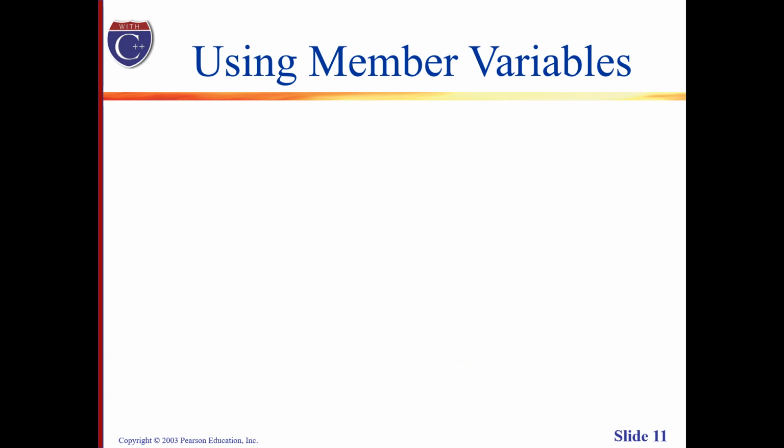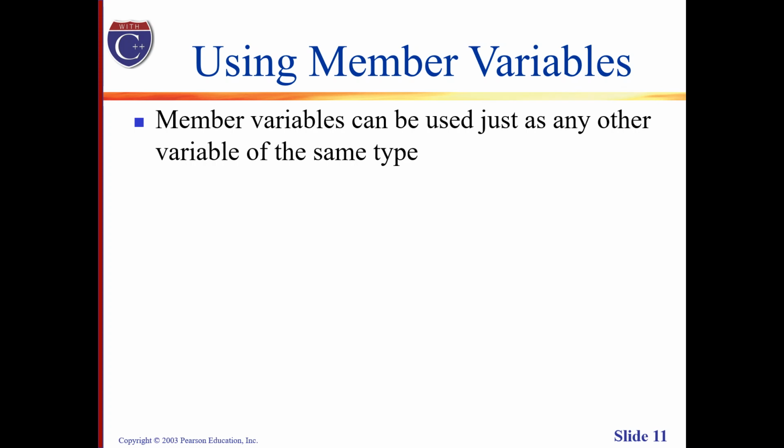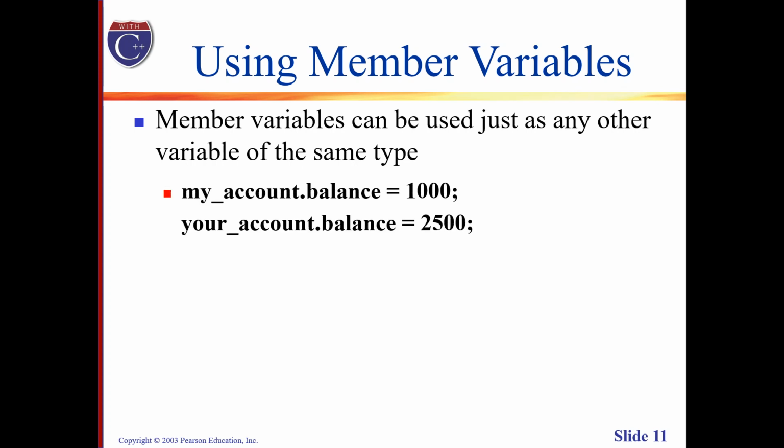So how do we use the member variables of a structure? Member variables can be used just as any other variable of the same type. Here's an example. Let's say we would like to assign a value to the balance member variable of the structure my account. Then we simply use the following syntax, use the assignment operator, and of course, we simply assign the value that we would like to assign to this member variable.